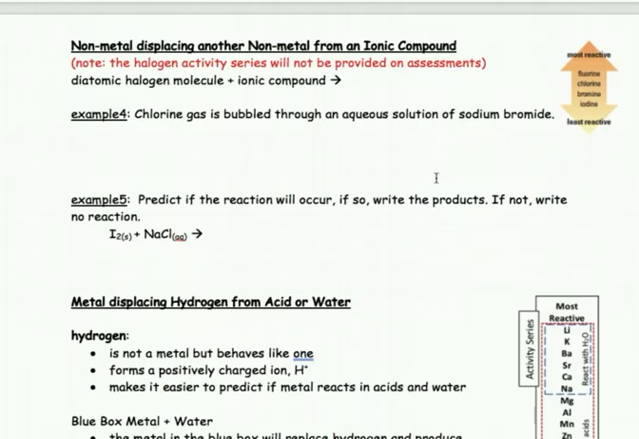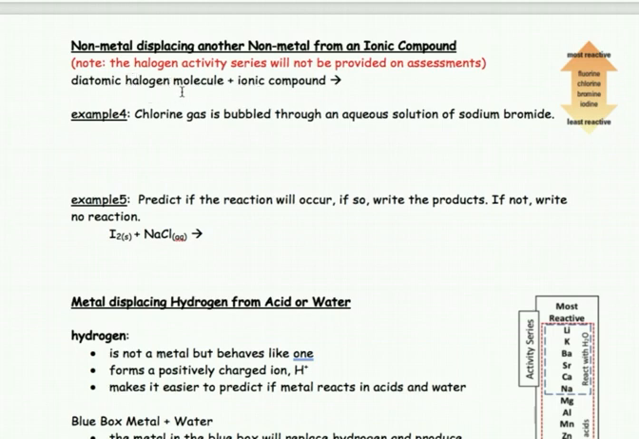All right, so let's go through and try these out. On top of it, when you have these halogens coming in, keep in mind when you're making the formula that these halogens are diatomic.